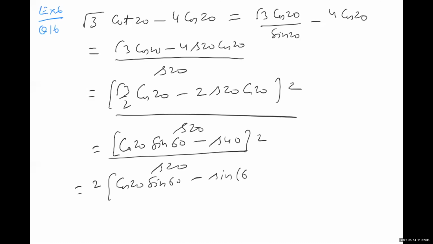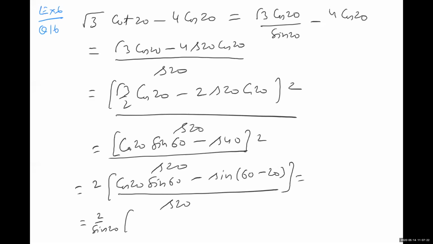This is sin(60 - 20) upon sin 20. So this will be equal to 2. Apply this, cos 20. So I'm writing here downward. This will be equal to 2 upon sin 20.